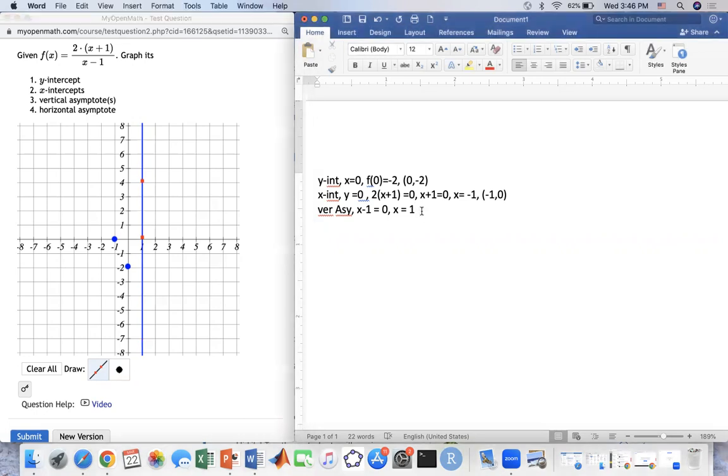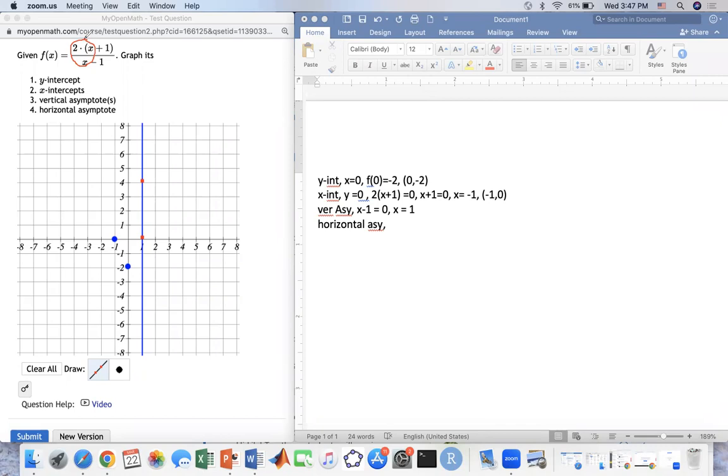And then the next one is the horizontal asymptote. For this one, all you care about is the higher term on top and on the bottom. If I multiply it out, I have 2x plus 2 on top, and the bottom I have x minus 1. So all you care about is the higher term of the top and the bottom, which is this part right here.